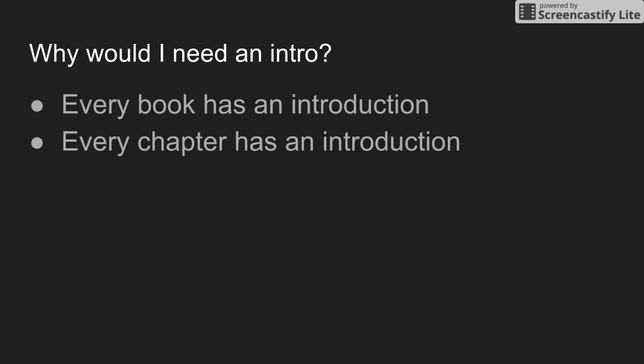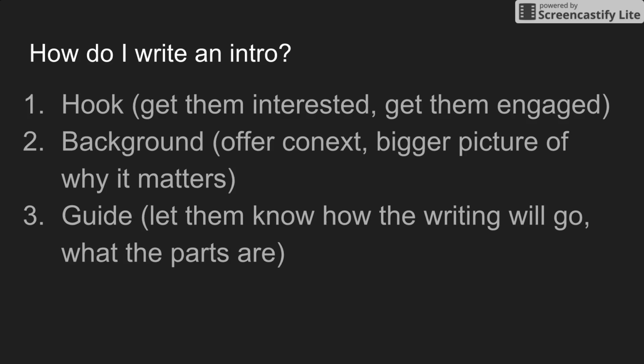So, why would I need an introduction? Well, every book has some sort of introduction. Every nonfiction book has an introduction. And every chapter of every book has an introduction. And so that's why it's really important for us that we have some sort of intro for our book, which will end up being your teen activism chapter. And every chapter of its own has its own introduction to give your reader a little bit about what your chapter is going to be about.